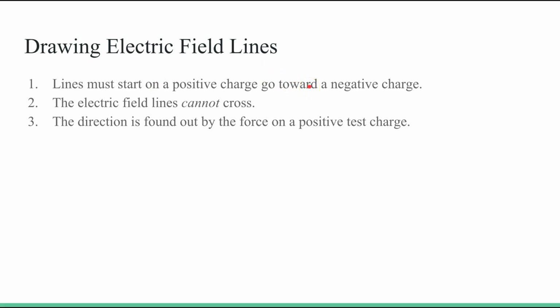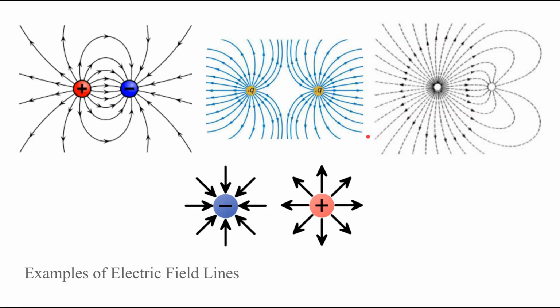If you want to draw these lines, they must start on a positive charge and go toward a negative charge. And the electric field lines cannot cross. And number 3, the direction is found out by the force on a positive test charge. Basically, an electron, a negative charge, will feel a force opposite the direction of the electric field, because the direction is found out by the force on a positive charge.